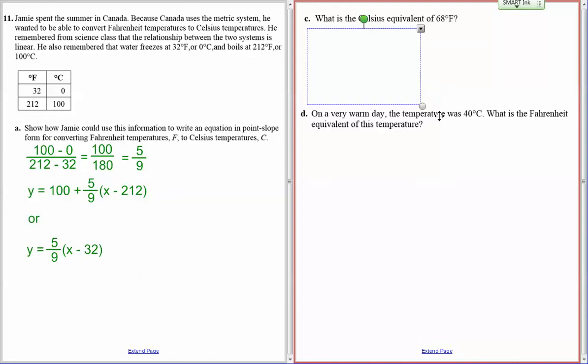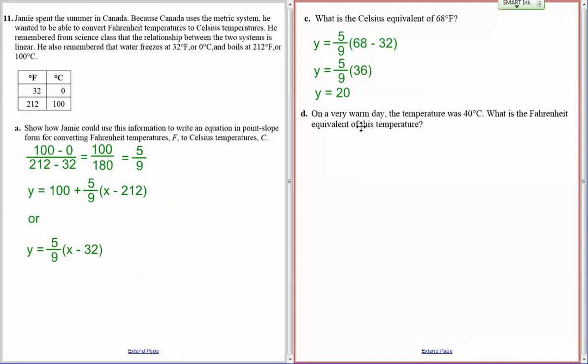So what's the Celsius equivalent of 68 degrees Fahrenheit? Well, I'll plug 68 into this equation. It looked easier for me to work with since they're both the same. And I'll subtract and get 36, and 5/9 of 36 is 20. So 20 degrees Celsius.